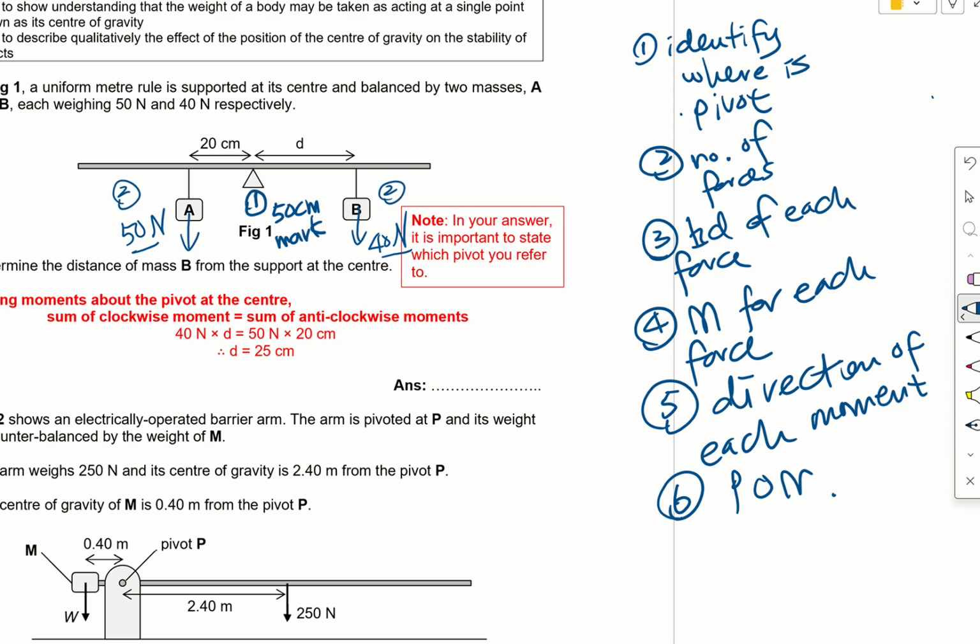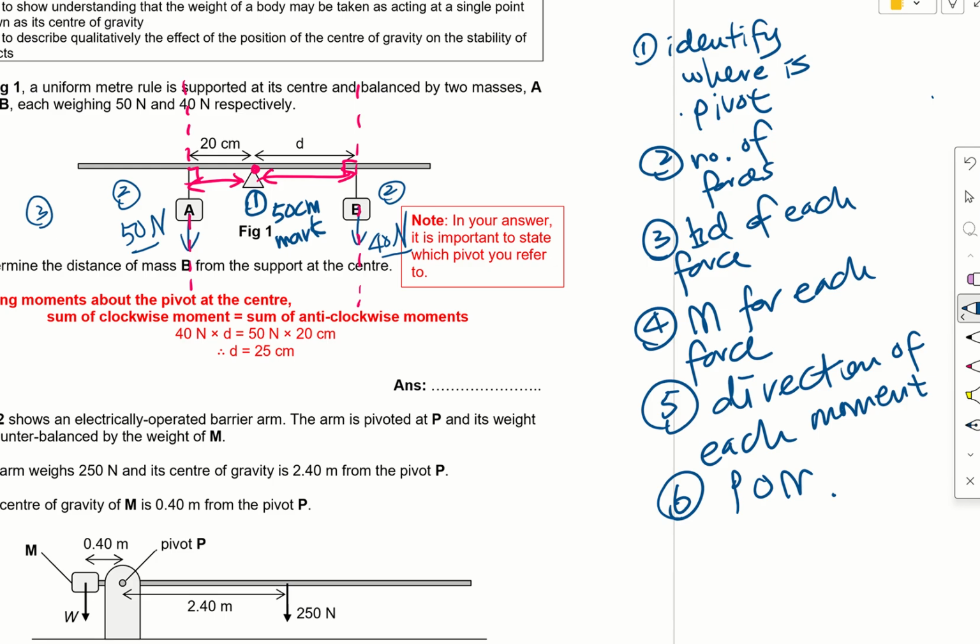Then step 3 is the perpendicular distance of each force. So you need to draw your line of action of the force. Okay, so you just extend the forces using dotted line, front and back, and then because your pivot is over here, this will be the perpendicular distance for B. This will be the perpendicular distance for A. Take note that the perpendicular distance is usually the shortest distance. So I can actually write down my step 3.